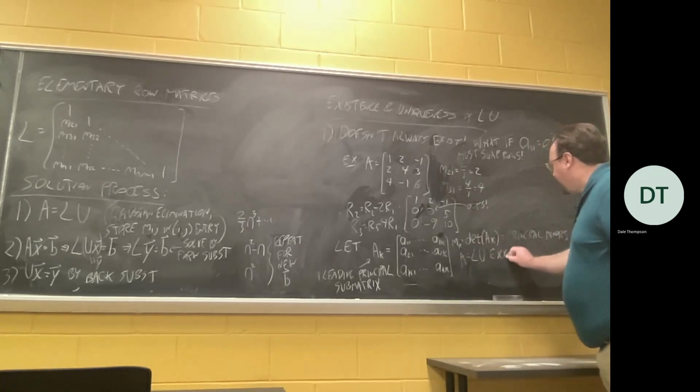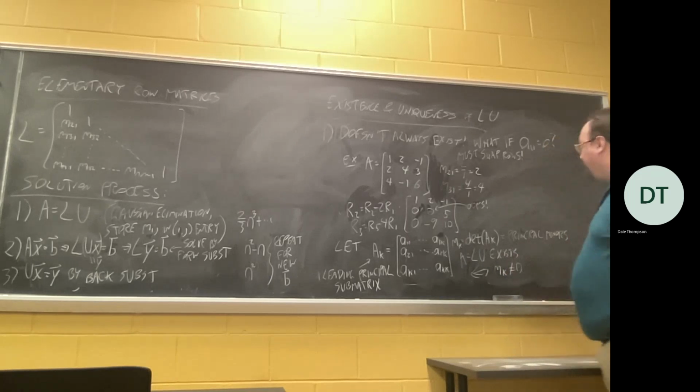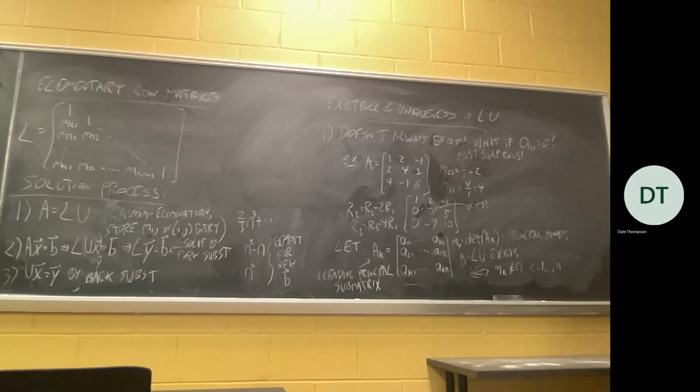Okay, so now that I've established that terminology, the LU decomposition exists if and only if the principal minors are non-zero, all of them, k equal 1 to n. So we're already assuming that A as a whole is non-singular or invertible. So A itself has a non-zero determinant for purposes of this discussion. But we need more than that. It's not enough that A as a whole is invertible. Each of these leading principal submatrices also has to be invertible.